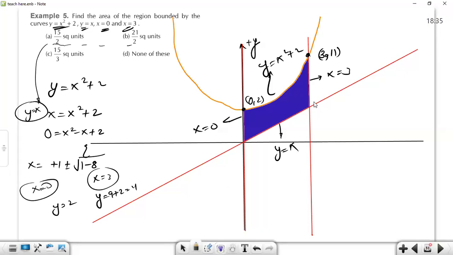Now, from our understanding, let's find out its coordinates. This is 0, 0. This is 0, 2. This is 3, 11. Now, this straight line is y equals x. This is x equals 3, so this must be x equals 3. And if y equals x here, so this should also be 3, 3. Right?